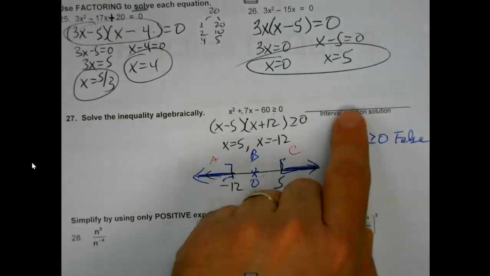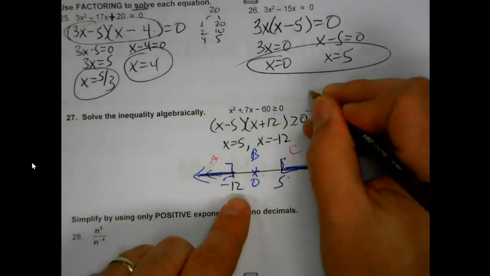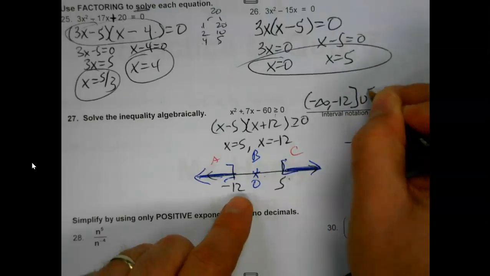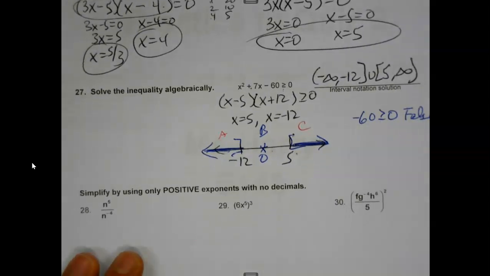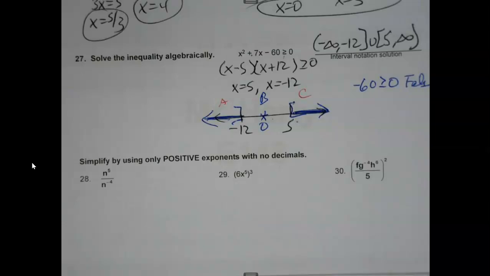Now I have a picture to do this. This is not the answer. This is not the answer. This is the answer. Okay? Just saying. Told you they were coming.